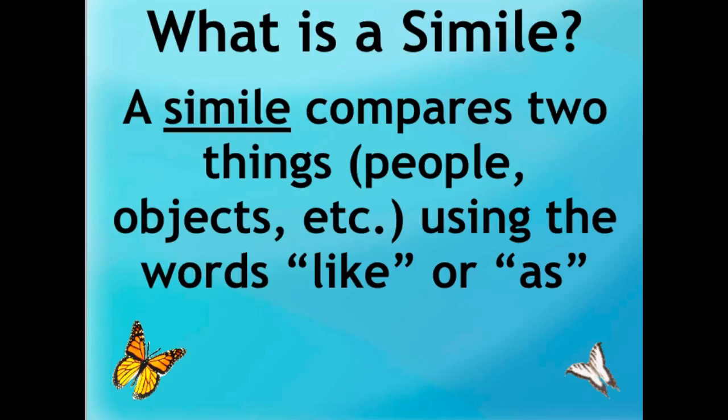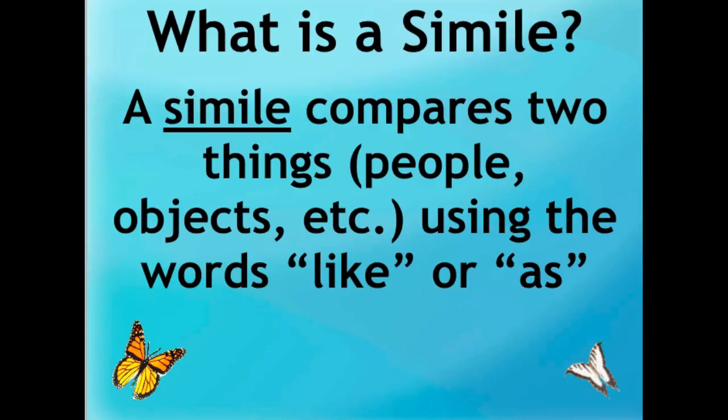A simile compares two things, typically people or objects, and they're always going to be using the words like or as. Now, the big thing to take away with similes is that you are comparing two unlike objects with one another, okay? Two unlike objects.